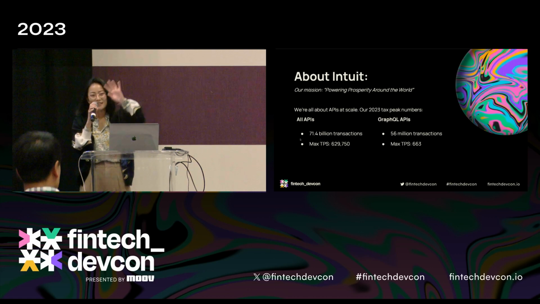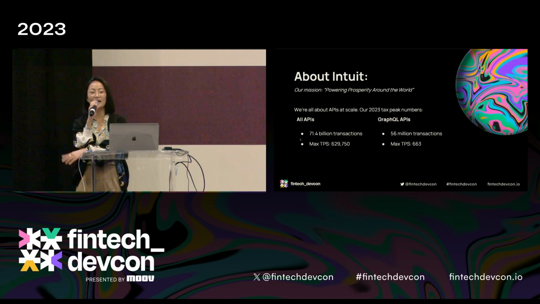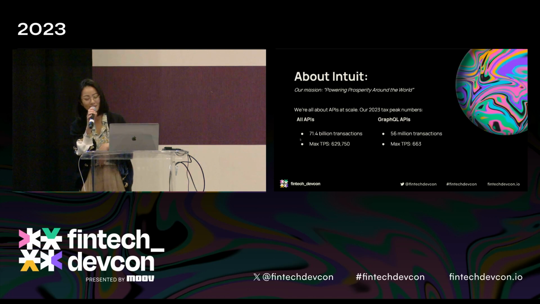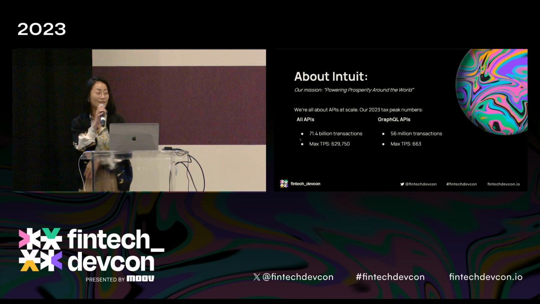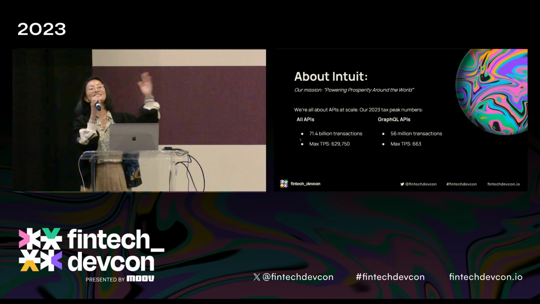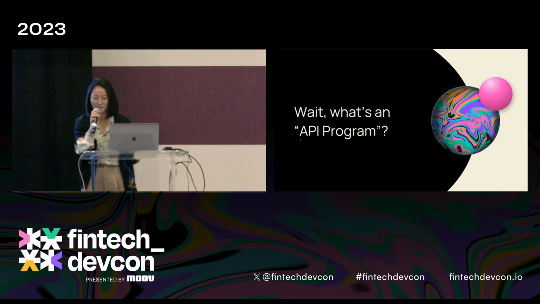Out of that very large pool, we have some GraphQL specific numbers that I want to highlight because there has been a concerted push across the industry to get more GraphQL adoption overall, right? So for us, that was 56 million transactions with a max TPS of 663. So compared to the all APIs numbers, they pale a little in comparison. We're still early in the journey. I think a lot of us are. And that's partially what we're covering today, is how we're trying to get that up and going a little bit more. So I hope those numbers are impressive to you all.